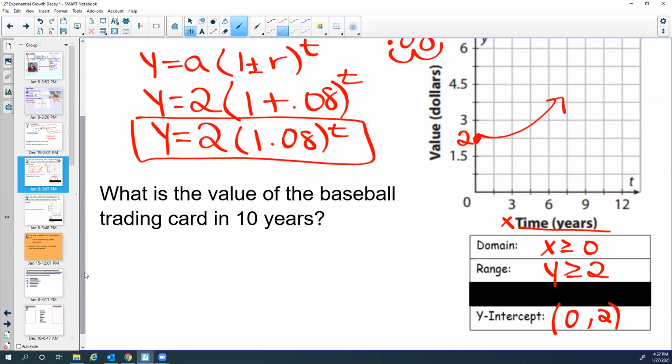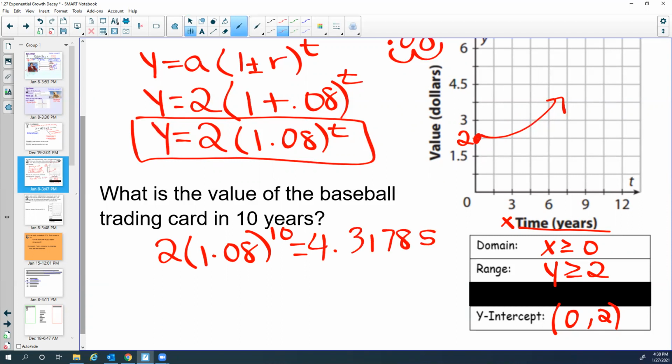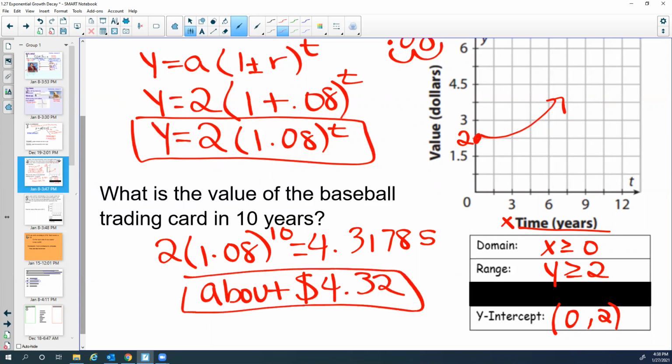Next, my problem here, I want to find out the value of the baseball trading card in 10 years. So take my equation and then put it to the 10th power. And then type that into my calculator and see what I get. Which is 4.31785. However, since we are talking about money, we want to make sure that we say about $4.32 when we round it.